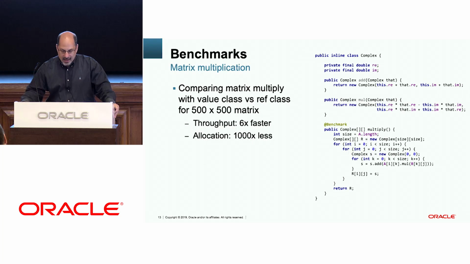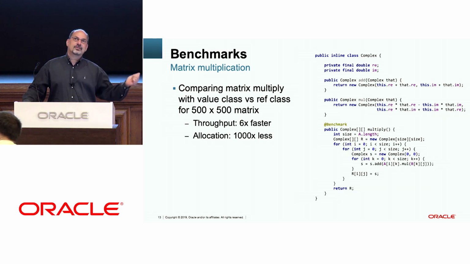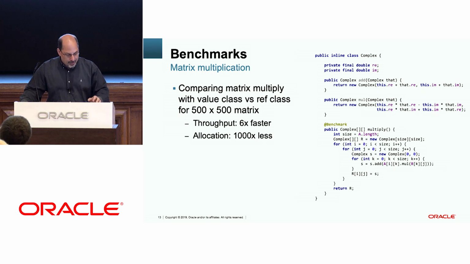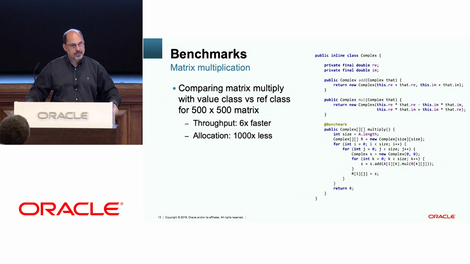And to that end, I have some terrible benchmarks. If Sergey saw my benchmarks, he would be appalled. But I ran these just last Friday, because I do things at the last minute sometimes. I wrote some quick and dirty JMH benchmarks to just try to get a feel for what kind of optimizations are possible. So the first one was actually one that Mark did at the Java One keynote last year, which is to take 500 by 500 complex matrix multiplication.